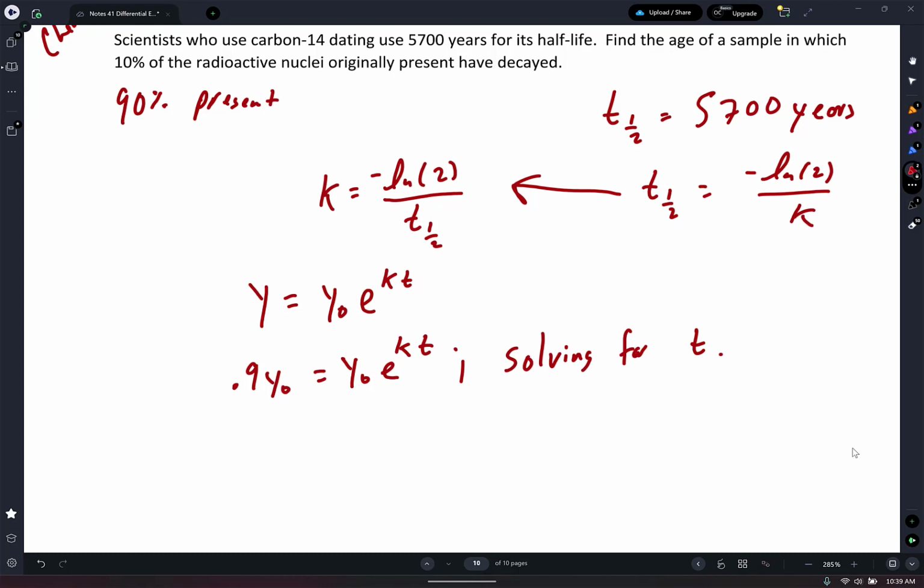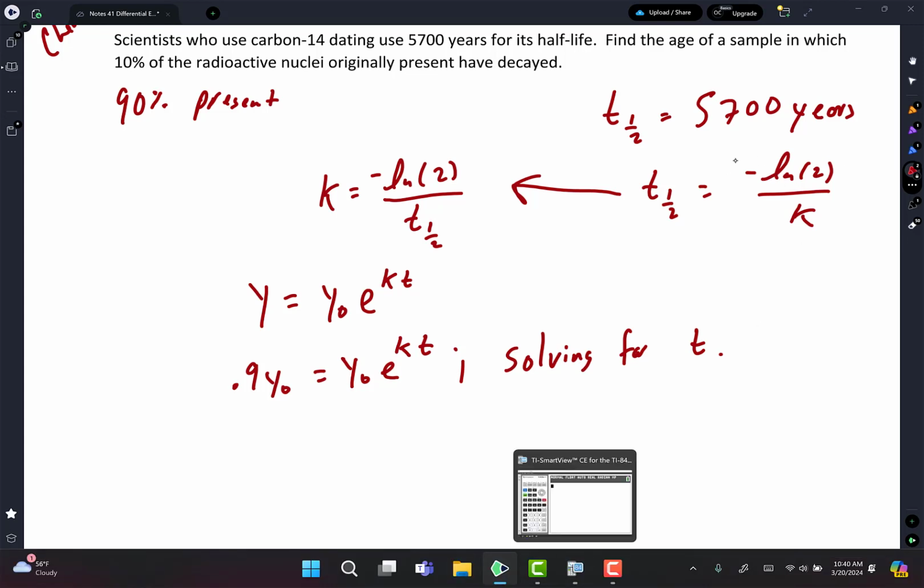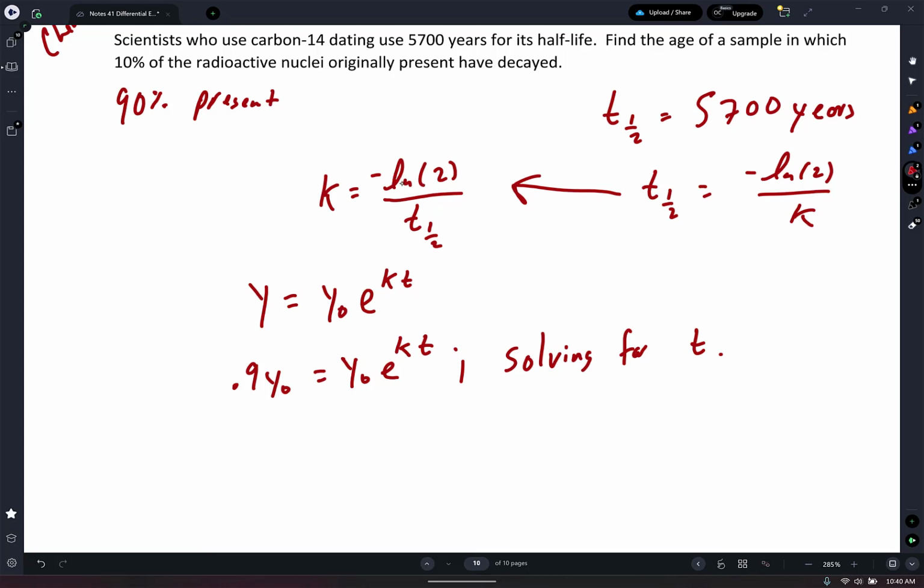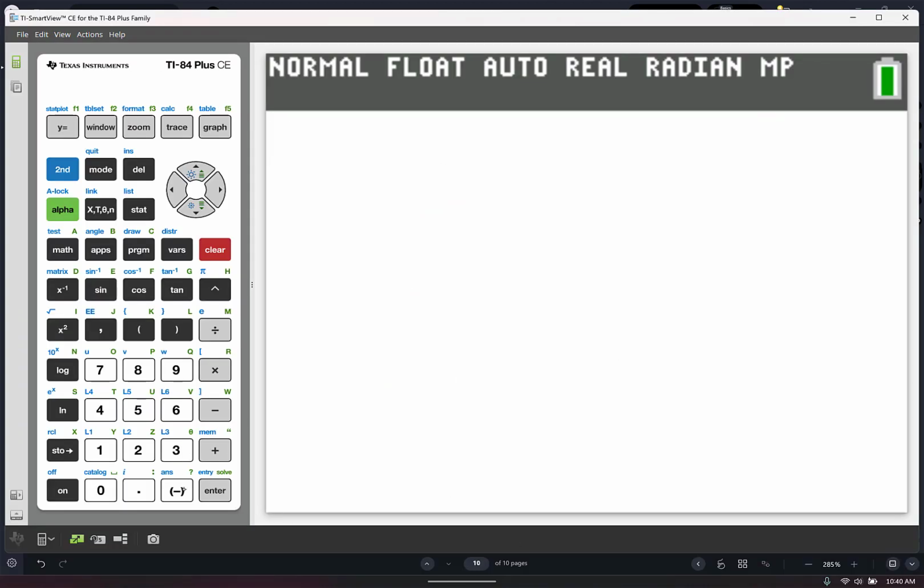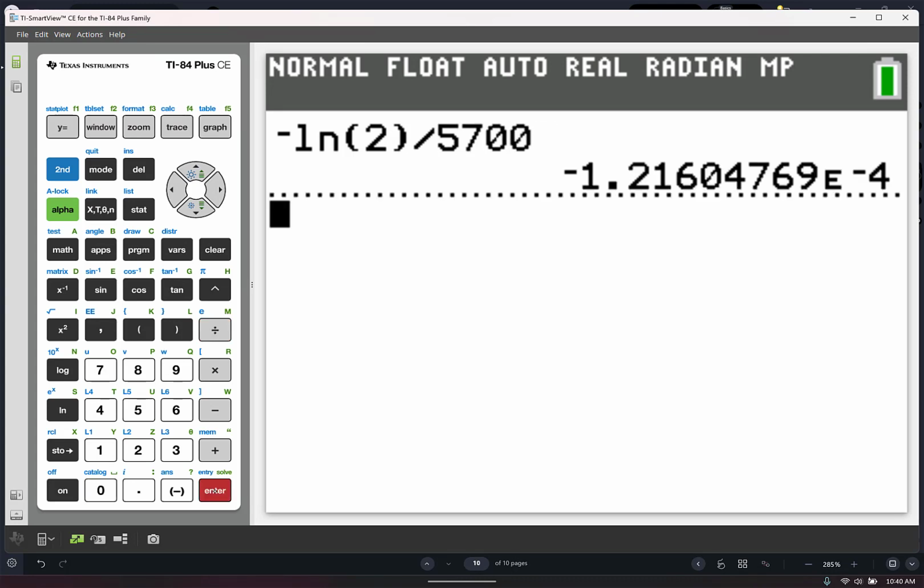Does everyone have a calculator? All right. In your calculator, we need our k value first. So you're going to do negative ln of 2 divided by 5,700. Enter. I got this number. Store it alpha k.